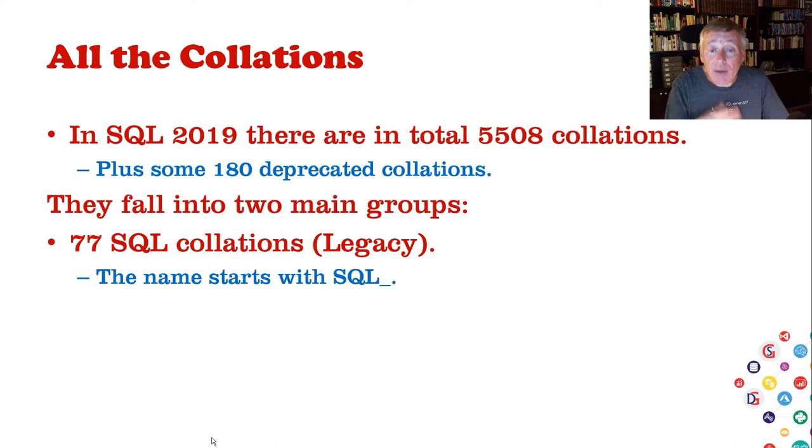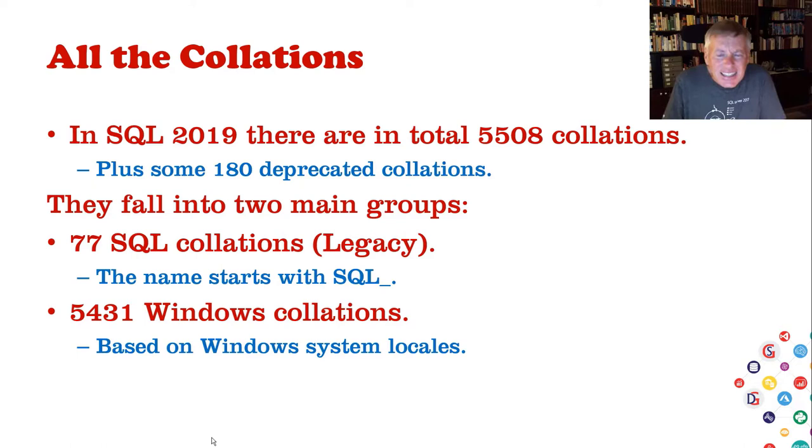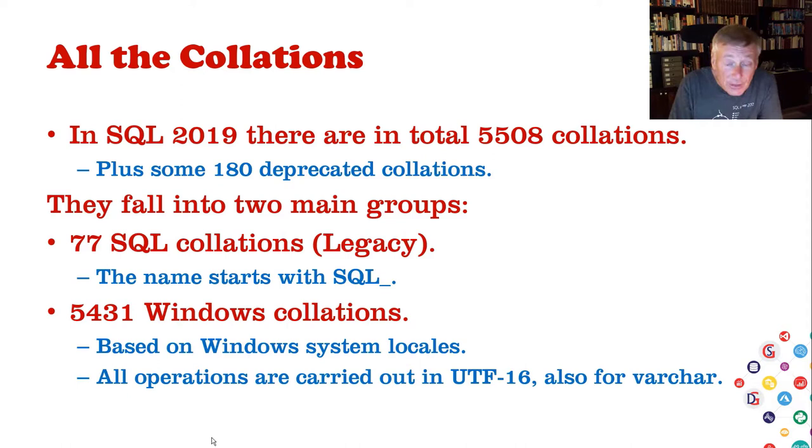Then I will mainly focus on the other group, the 5,431 Windows collations. They are based on, well, the documentation says Windows system locales. I don't know exactly what that means, but I guess that the SQL Server team simply built their work on the heavy lifting that the Windows team had done for their internationalization of Windows. Important thing to know about the Windows collations is that all operations are carried out in UTF-16, also for VARCHAR. So if you do something like CHARINDEX, well, maybe not SUBSTRING, but most other ones, they will convert to UTF-16 and then use that library.